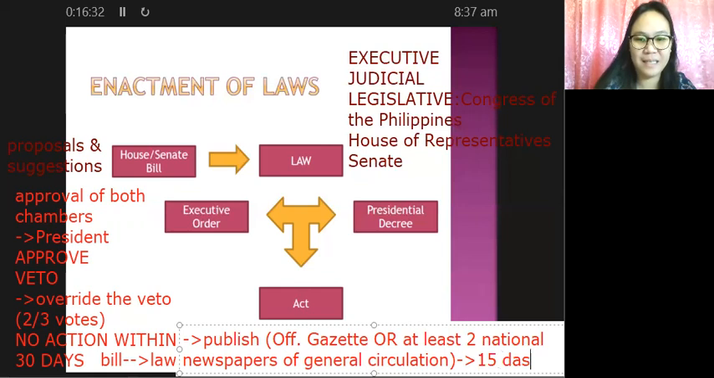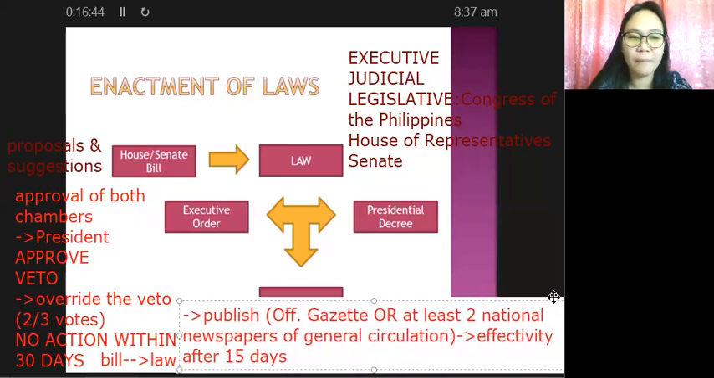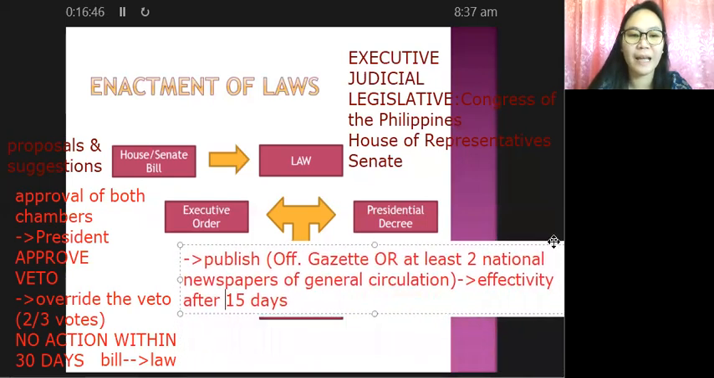15 days. Yes, the law shall take effect. Effectivity is after 15 days.